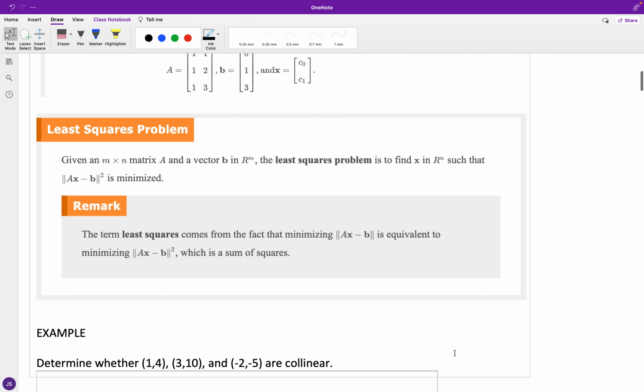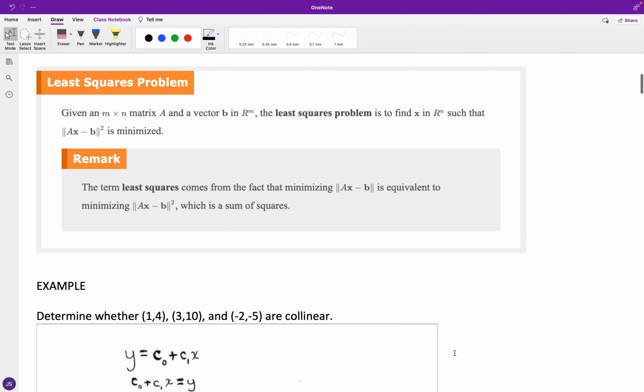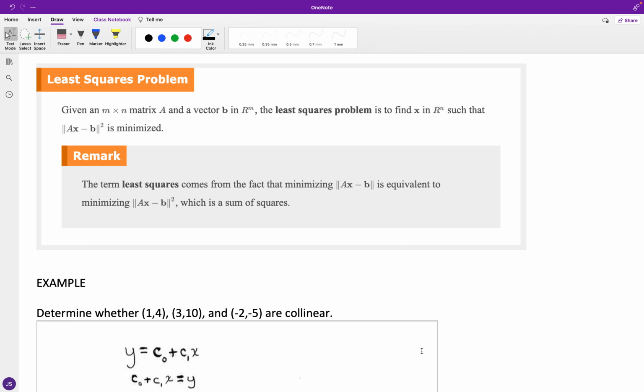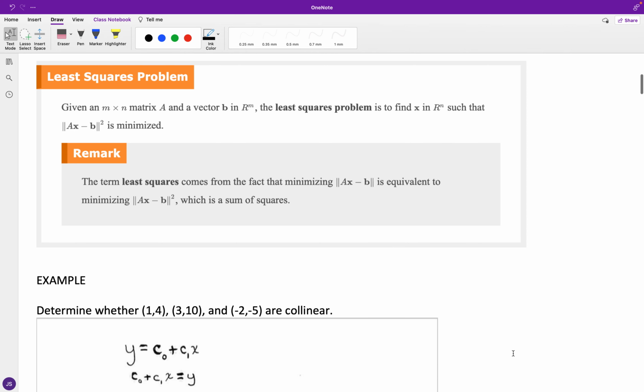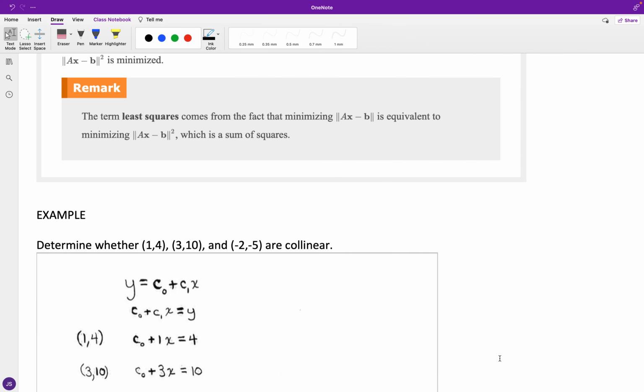And now, looking at this portion, we're testing whether given points are collinear in the xy coordinate system. We're determining whether (1, 4), (3, 10), and (-2, -5) are collinear. If we go back to our equation, we have y = c0 + c1 x. And if I switch the order so I can work with the numbers, just using the commutative property of equality, in other words going from a = b to b = a format, we have c0 + c1 x = y.